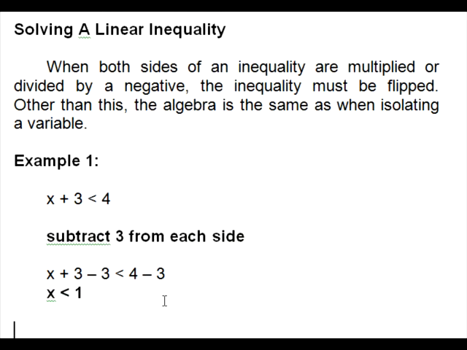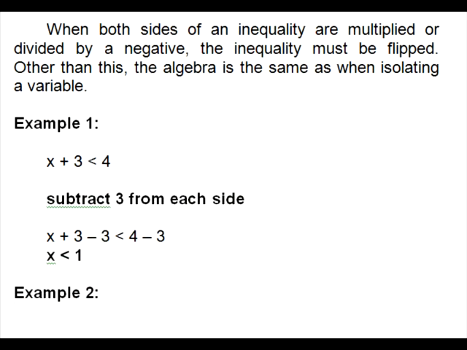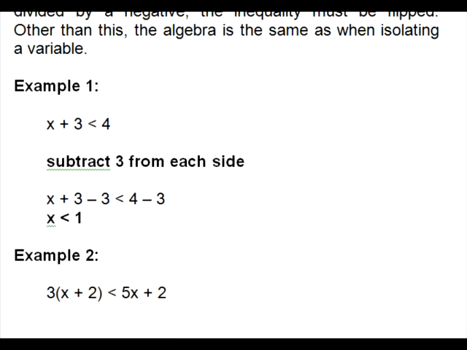Okay, so that's an easy one. We'll pick up the intensity a little bit right here. Example 2 says 3 bracket x plus 2 is less than 5x plus 2. This is a little more frightening, but if you're a little afraid of this, just pretend that's an equal sign in the middle instead of a less than sign. So if that was just 3 bracket x plus 2 is equal to 5x plus 2, what would the first step be to solve for x?